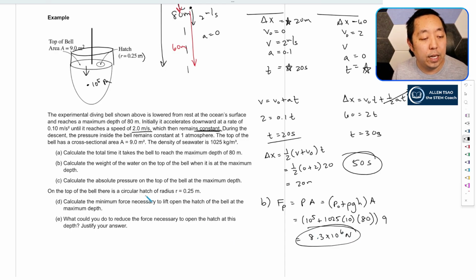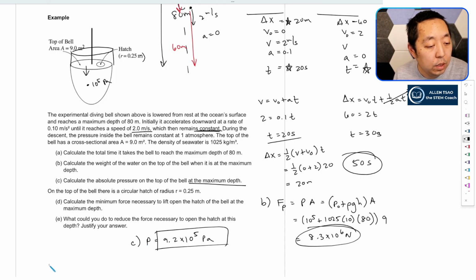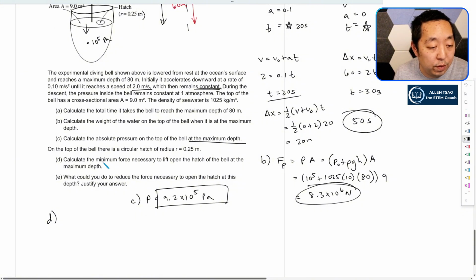Pretty heavy. Calculate the absolute pressure on the top of the bell at maximum depth. Well, we found that already. So the pressure is just this portion here. And I get 9.2 times 10 to the 5 pascals. Okay. D, on top of the circular hatch is radius 0.25. Calculate the minimum force necessary to lift open the hatch to the bell at the maximum depth.